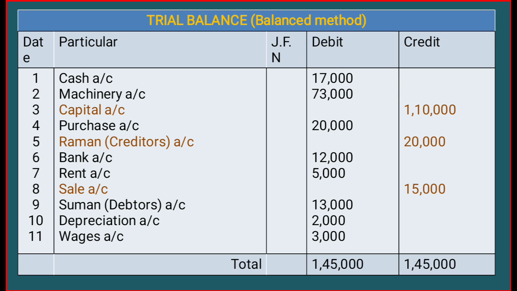Then after, we have to transfer their balancing figure. All the accounts having a debit balance we have to record in the debit side, and all the accounts having a credit balance we have to write in the credit side. So at the last, I have to check the total of the debit column and the credit column. So here you can see the total of the debit side is 145 and the total of the credit side is 145. So it was trial balance as per the balance method.